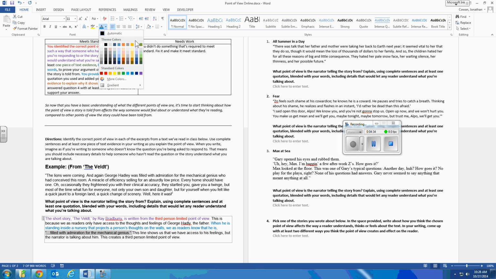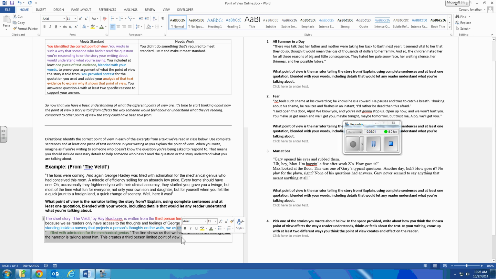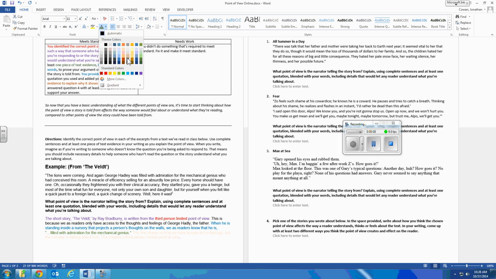That text evidence is showing one of George Hadley's feelings, which is good because that's showing it's third-person limited. And then here's my analysis. An analysis is me explaining why that quotation relates to my argument up top, which is that the story is third-person limited. So my analysis says this line shows us that we have access to his feelings, but the narrator is talking about him. This creates a third-person limited point of view. So with that, I'm going to color that one orange to match the rubric.